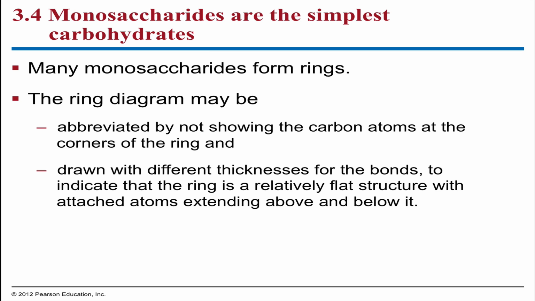So many monosaccharides also form rings. The ring diagram may be abbreviated by not showing the carbon atoms at the corners of the rings, and they could be drawn with different thicknesses for the bonds. This will indicate the ring is flat. It's a flat structure that has atoms attached, extending above and below it.